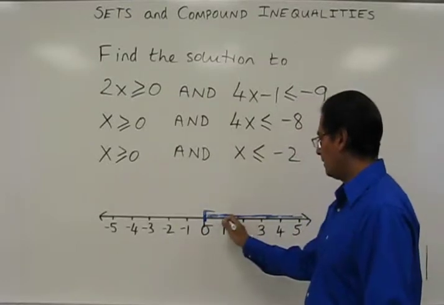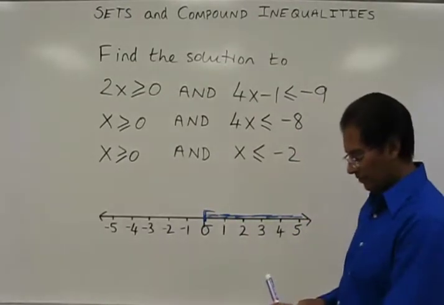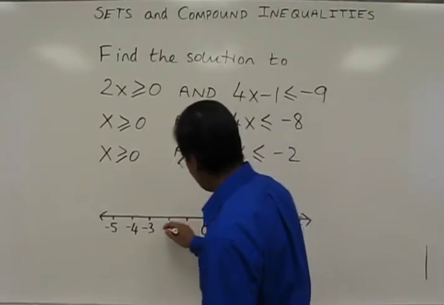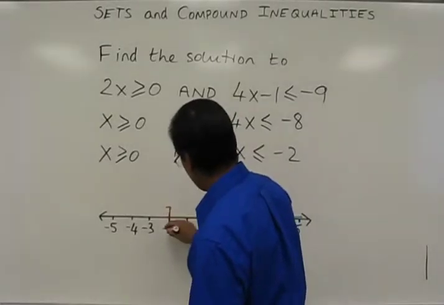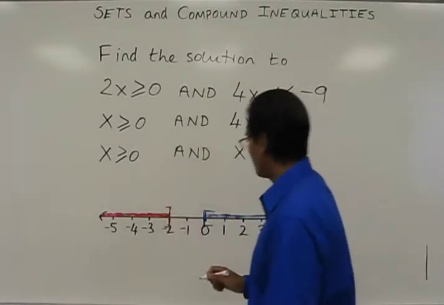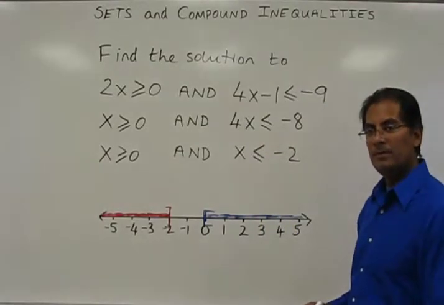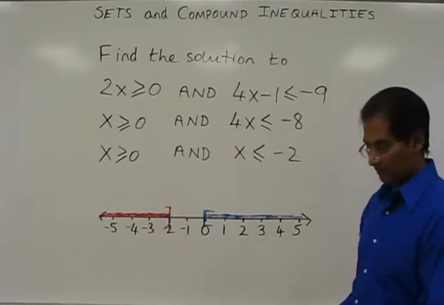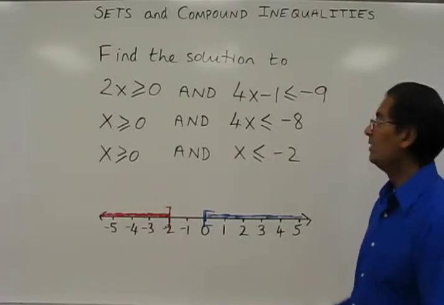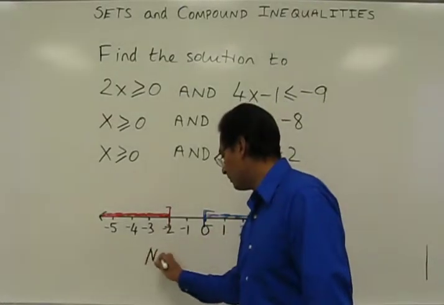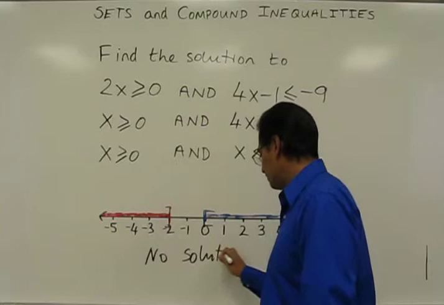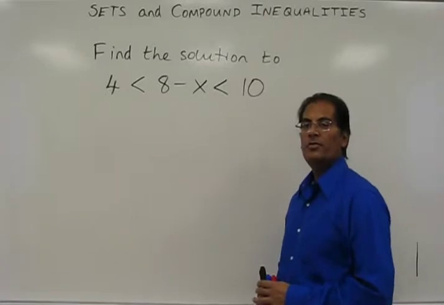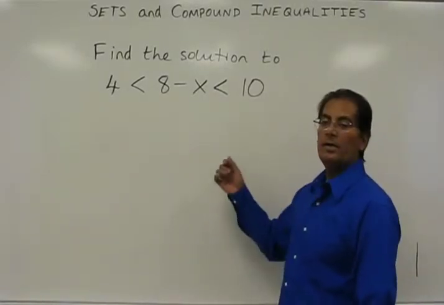And then x less than or equal to negative 2, well, we start at negative 2 and we go less than. So we go to the left. Again, we use a bracket here and go to the left. And we want to know where do they overlap. And from our drawing, from our graph on the number line, we see they don't overlap. And so in this case, this doesn't have a solution. And so we would say no solution to this compound inequality.